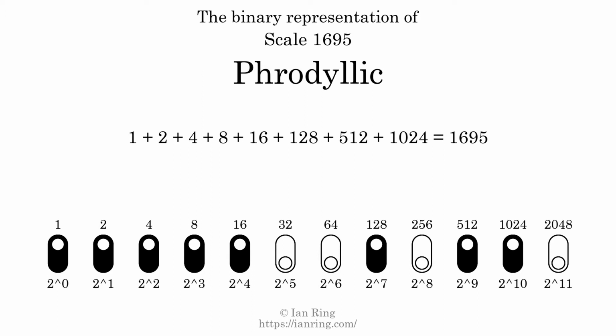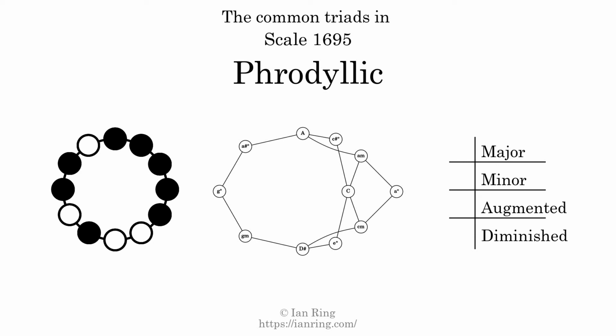That is why the scale number, in decimal, is 1695. The scale number not only enumerates the scale with a unique index, but it also literally describes the tonal content of the scale. Represented as a binary number in base 2, the scale number is 0110100111111.